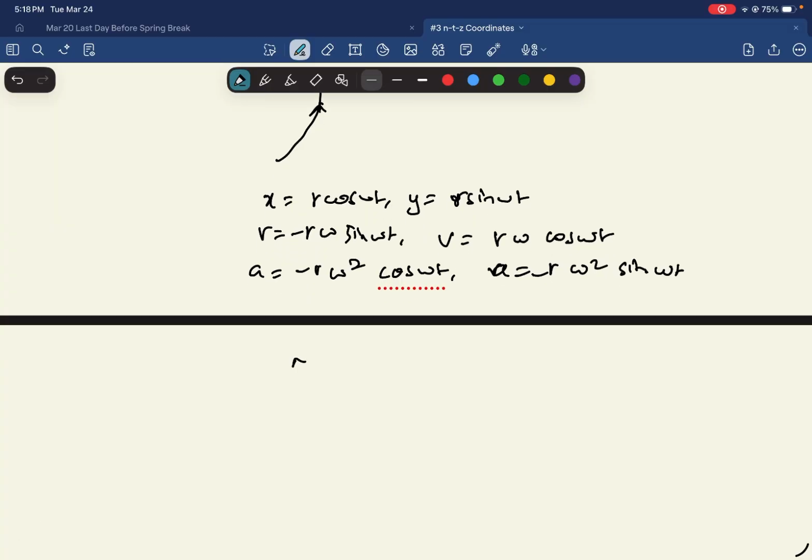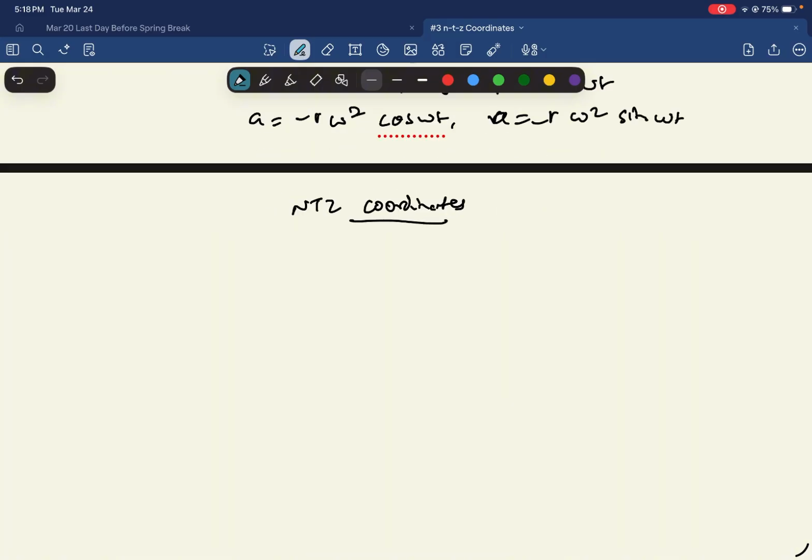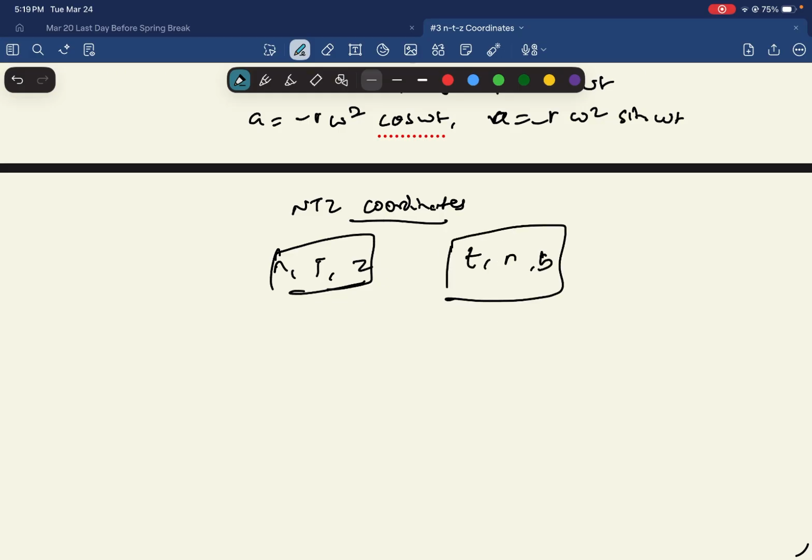But in the NTZ coordinate system, you can directly deal with the physics of motion. XYZ becomes messier when you do the math, the differentiation and everything. But the NTZ coordinate system will make your life a lot easier. But before describing the formulas of the NTZ coordinate system, let us understand what these terms mean. What is n? What is t? What is z? They are also called the tangential, normal and binormal coordinate system.